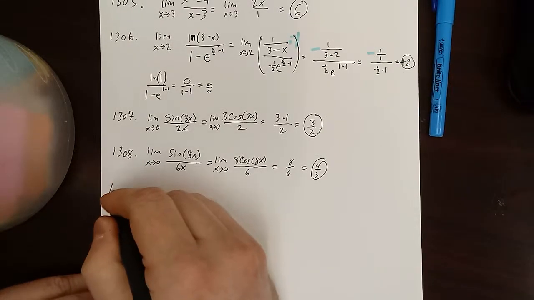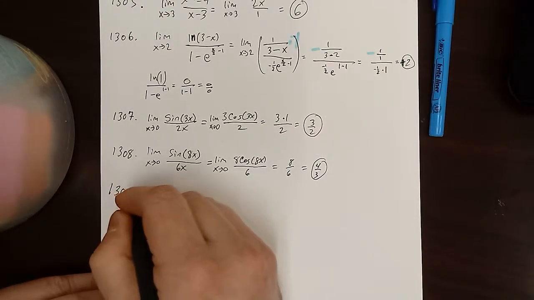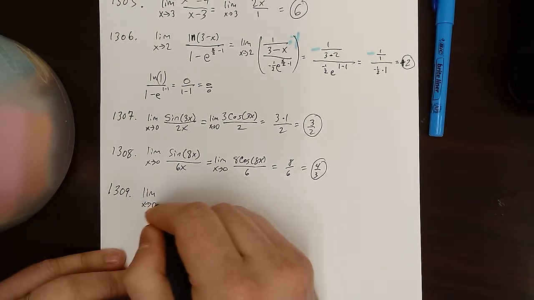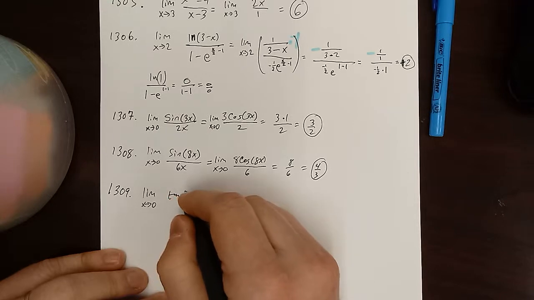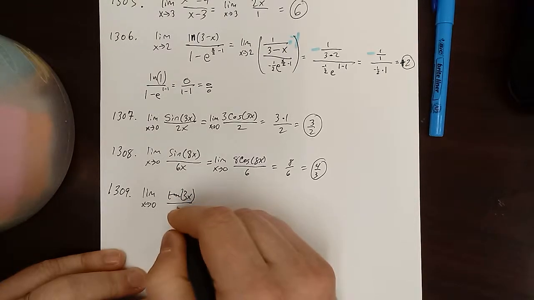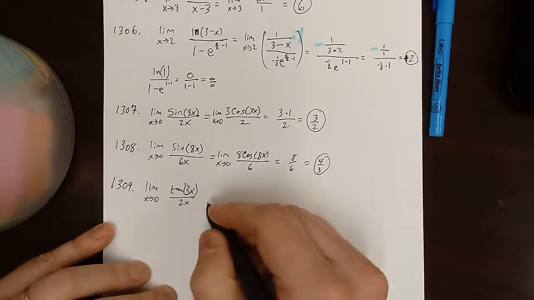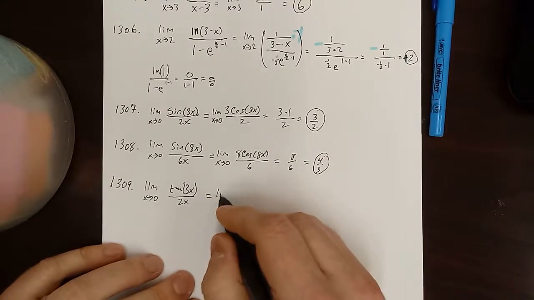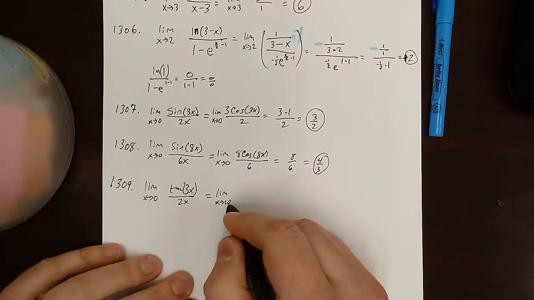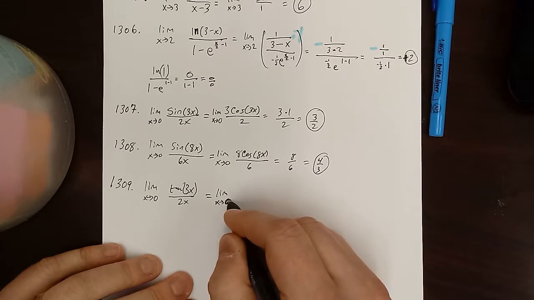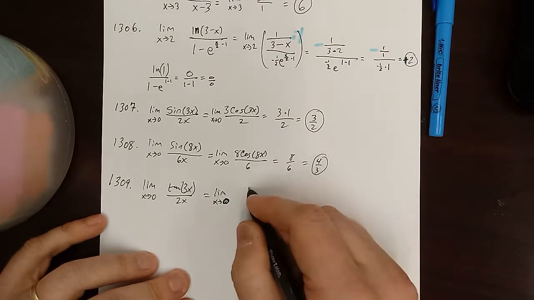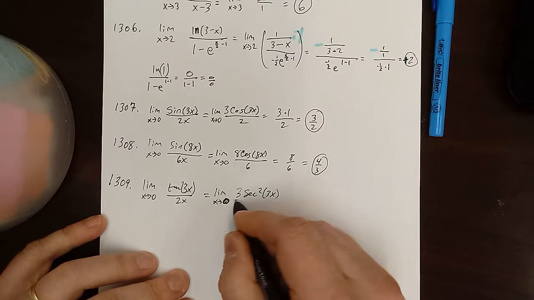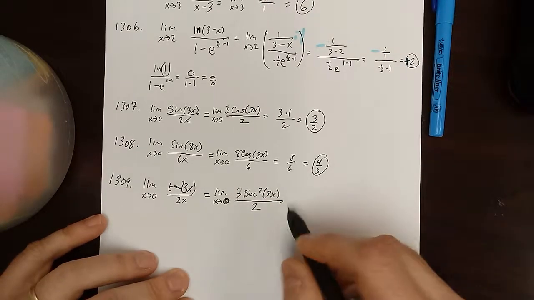So let's see, 1309. Limit as x goes to 0 of tangent of 3x over 2x. All right, so similarly, we're going to get 0 over 0, so we can take the derivative. That's a 0, not an infinity. All right, so that's going to be 3 secant squared 3x all over 2.